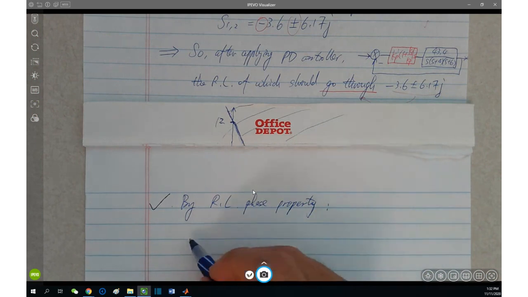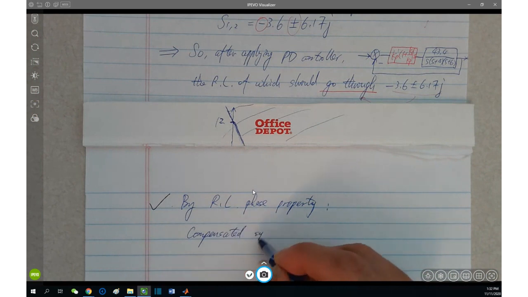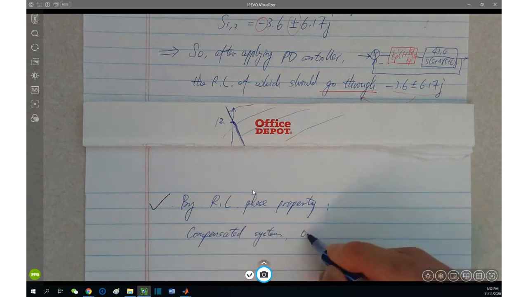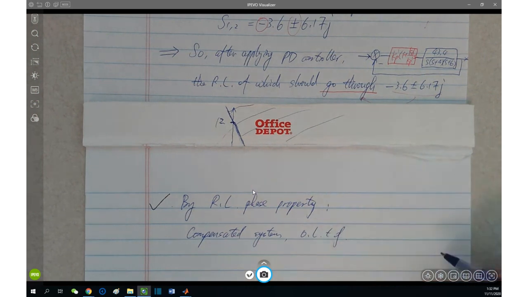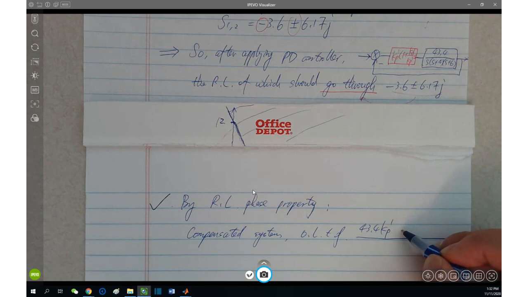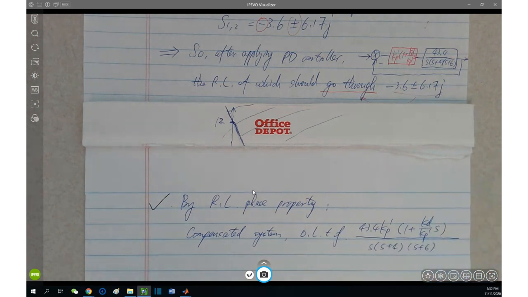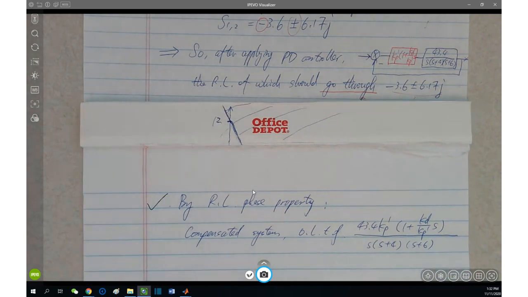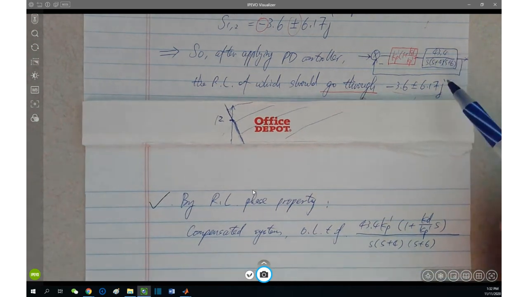So first of all, the compensated system open loop transfer function is what? Well, this is the system, so the open loop transfer function is very easy. The numerator is 33.4 times Kp' times (1 plus Kd over Kp' times s), and the denominator is this. It's the compensated system open loop transfer function. Now, just out of here, right?